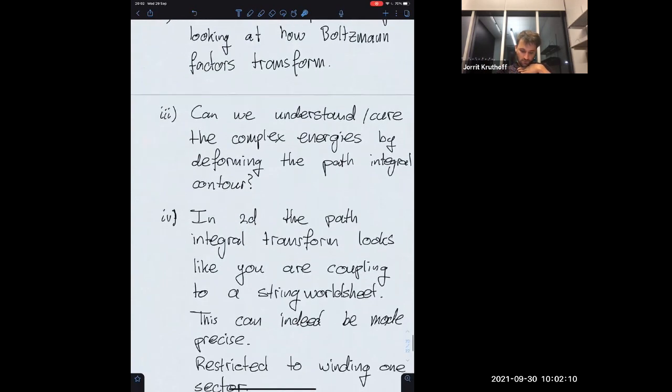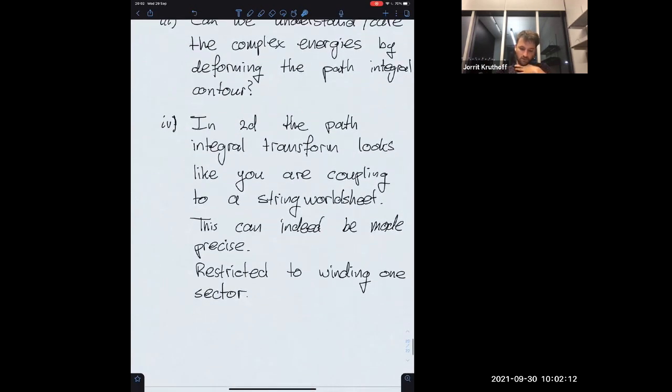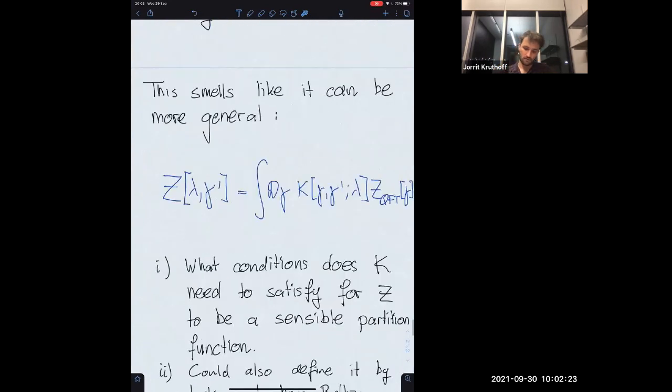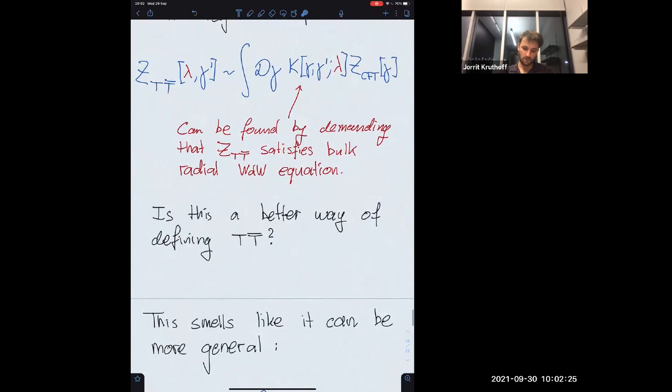Right, I also mentioned number 3. Now, another direction is that this kernel, this integral, can be thought of as coupling the initial CFT to a string worldsheet. So this partition function, you couple this theory to a string worldsheet, and you can define the TBar theory as some sort of string theory.